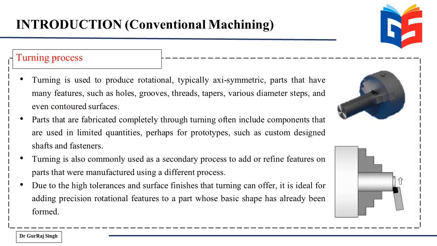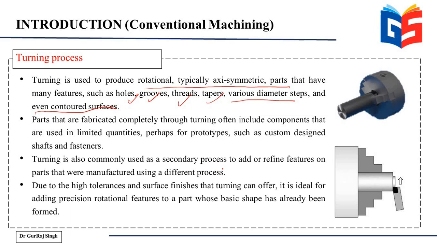To know more about the turning process, it is used to produce rotational and axisymmetric products which have many features such as holes, grooves, threads, tapers, and various diameter steps. So it can produce all these different features on a workpiece, and it can also produce contoured surfaces. The parts that are fabricated completely through turning often include components that are used in limited quantities or perhaps for prototypes. It is commonly used as a secondary process to add or refine features.